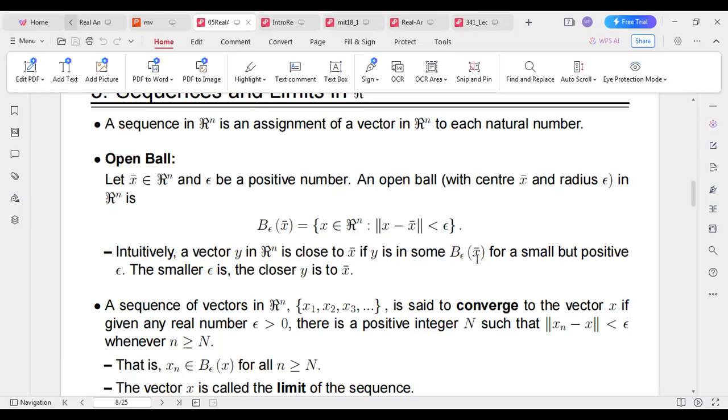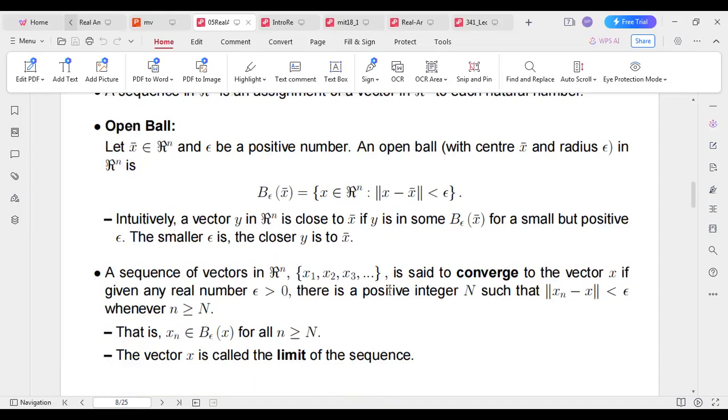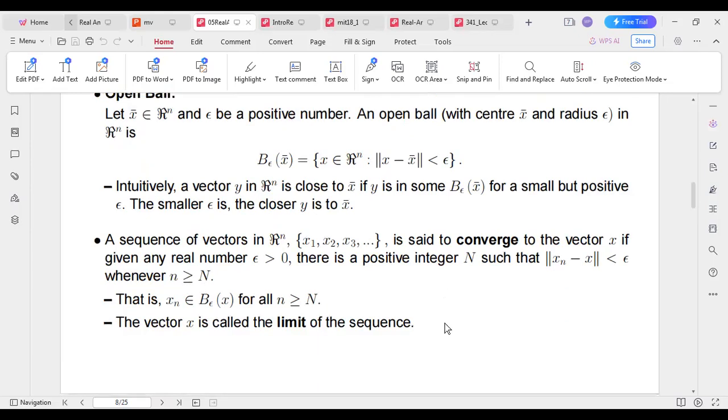Intuitively, a vector y in Rn is close to x bar if y is in some open ball of x bar with radius epsilon, for a small but positive epsilon. The smaller epsilon is, the closer y is to x bar. So a sequence of vectors in Rn is said to converge to the vector x if, given a real number epsilon greater than 0, there is a positive integer N such that the norm of xn minus x is less than epsilon whenever n is greater than N. In that case, xn will be an element of the open ball of x with epsilon radius for all n greater than N. The vector x is called a limit of the sequence.